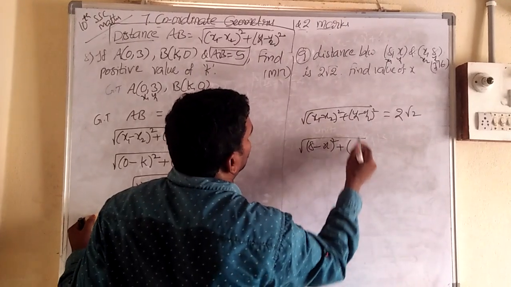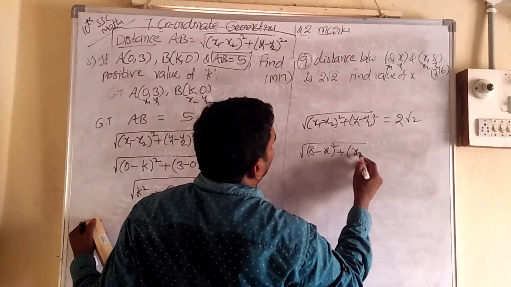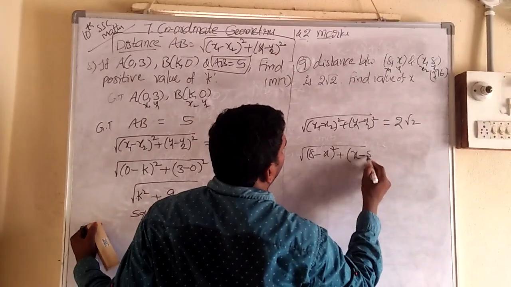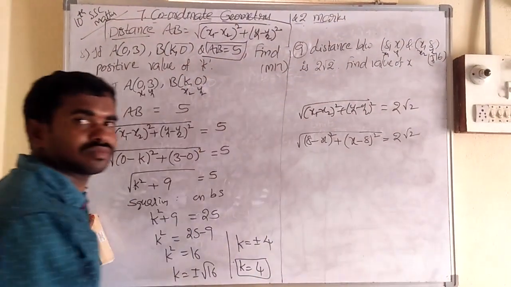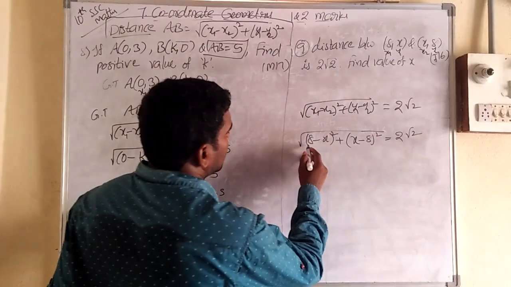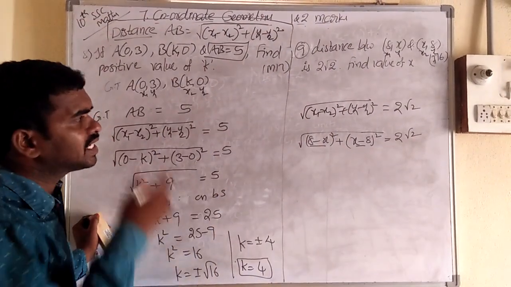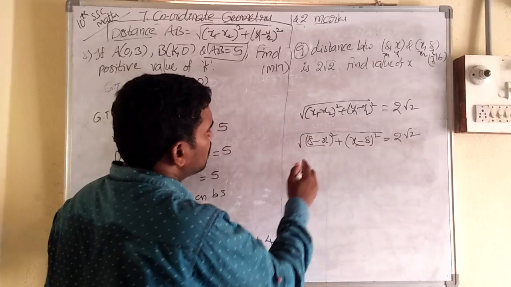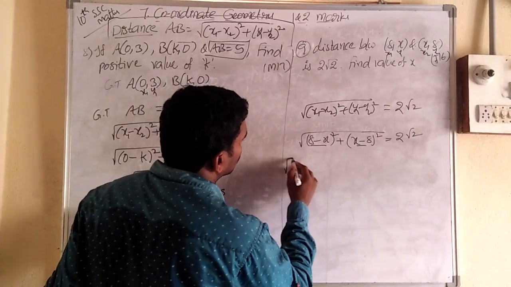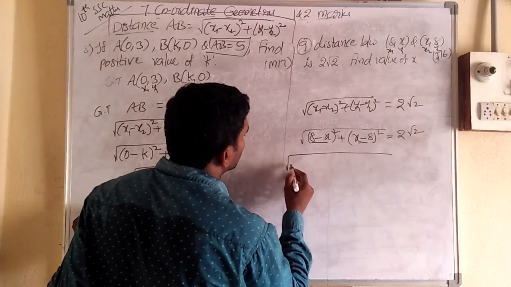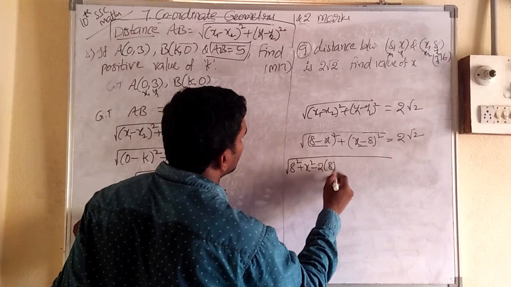Next, plus y1 minus y2. y1 means what? x. Minus y2 means what? 8, whole square, is equal to root 2. Okay. Here it is (8 minus x) square, here it is (x minus 8) whole square. Simplify: (a minus b) whole square. Okay? So the formula is a square plus b square minus 2ab.